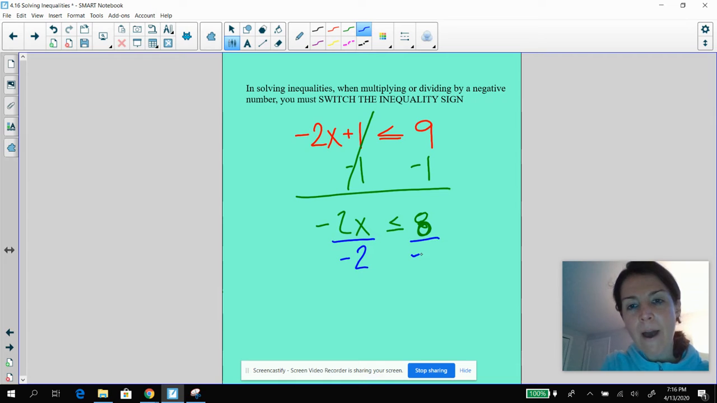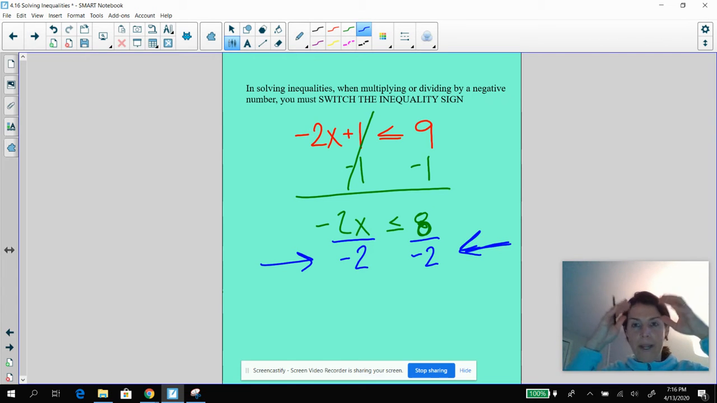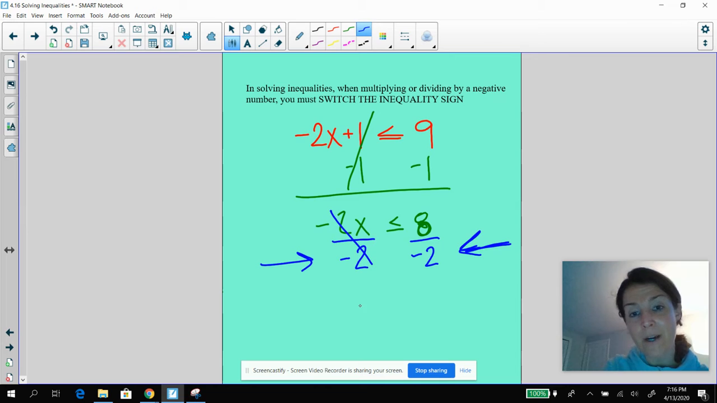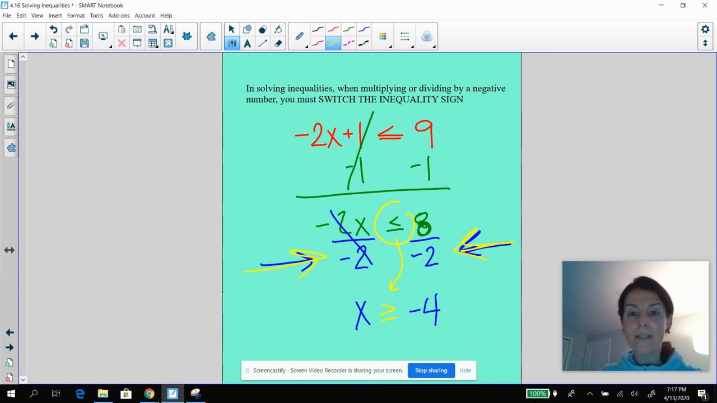The second you divide in an inequality by a negative number, a siren should be going off in your brain. I know I'm dividing by a negative number here. I'm going to be left with x on the left-hand side, and on the right-hand side, I'm going to be left with -4. But because I just divided by a -2, that means I have to flip this sign. So my final answer is going to be x is greater than or equal to -4.